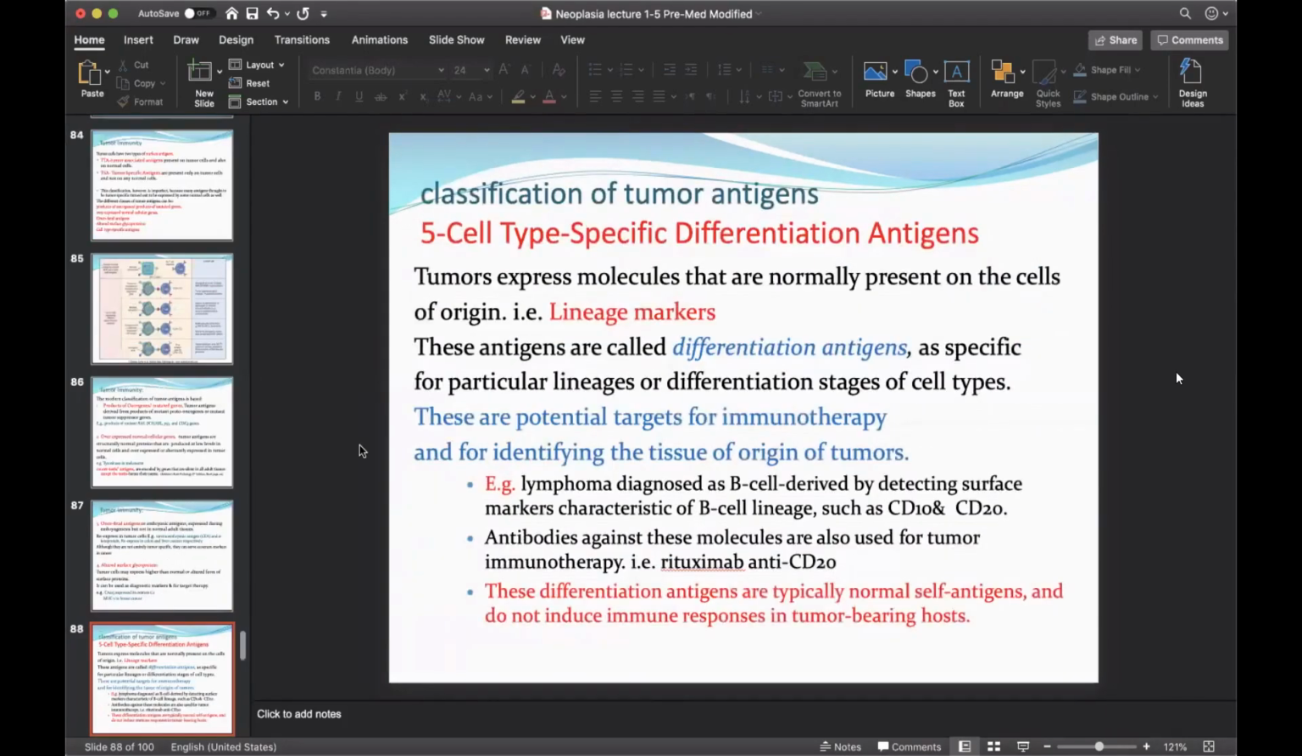Okay. Number 5, we talk about cell-type-specific differentiation, which are lineage markers. These are important in diagnosis and in treatment because certain markers such as CD20 are specific for B cell lymphocytes and B cell lymphoma. Okay, and they can also be targets for drugs such as rituximab.